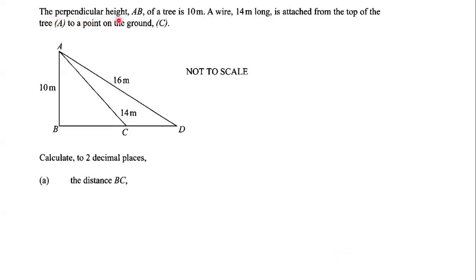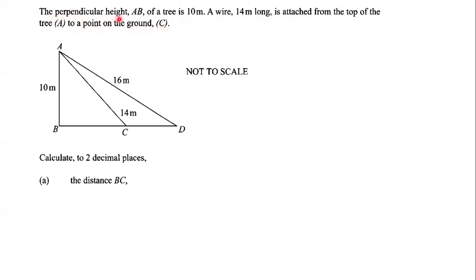The perpendicular height AB of a tree is 10 meters. A wire 14 meters long is attached from the top of the tree A to a point on the ground C. Let's read that again.